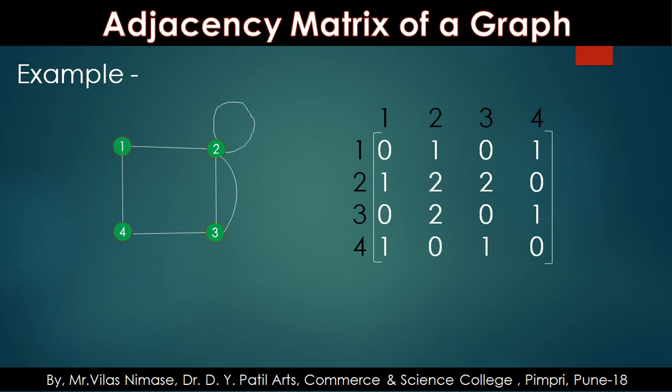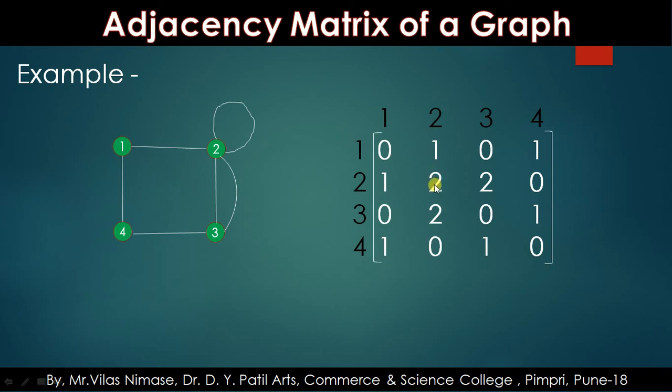because there is an edge joining vertex 1 and vertex 4. Entry at third row and fourth column is 1 and entry at fourth row and third column is also 1, because there is an edge joining vertex 3 and vertex 4. The diagonal entry second row and second column is 2, because there is a loop at vertex 2. This is the adjacency matrix of a given graph.